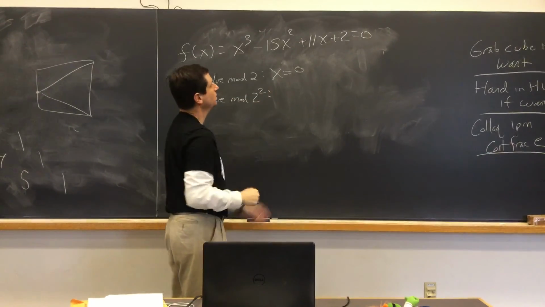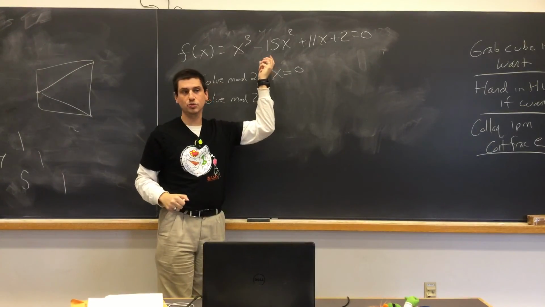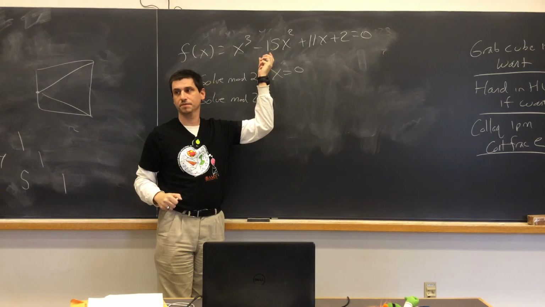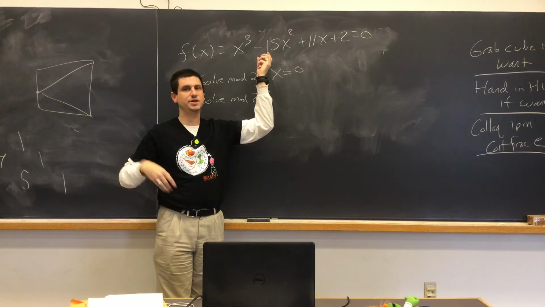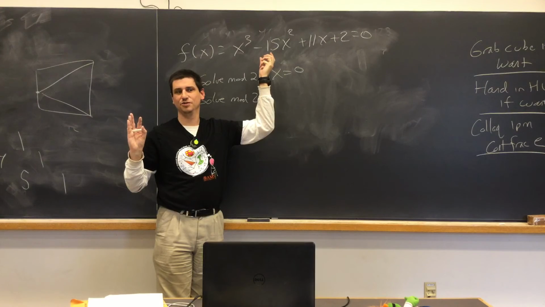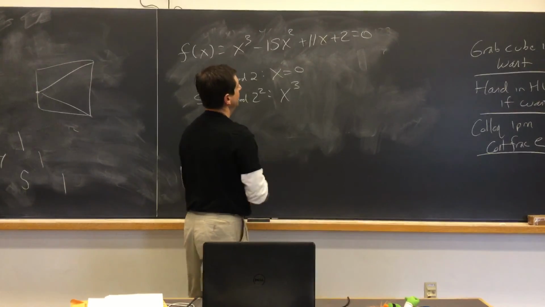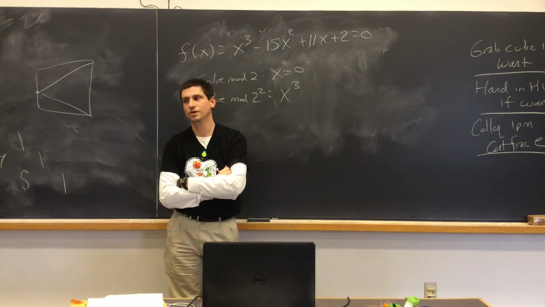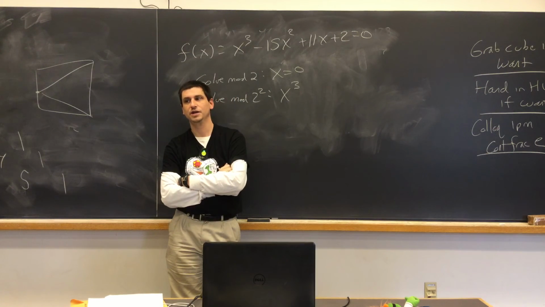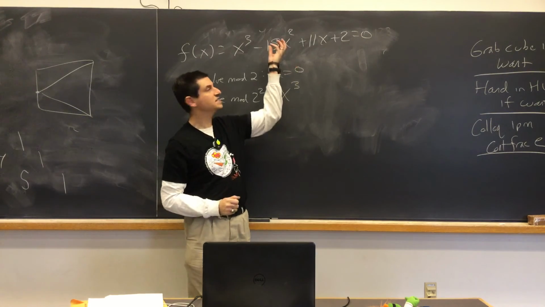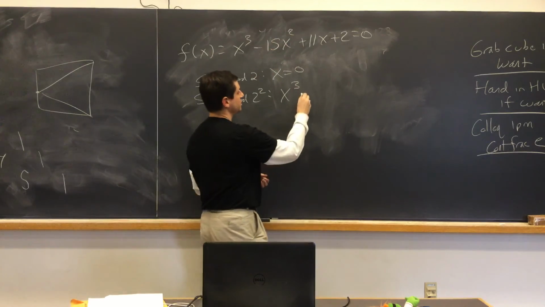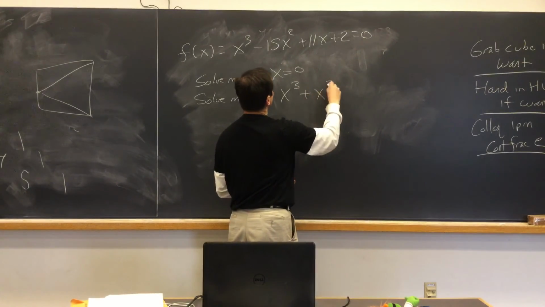So now let's try to solve mod 2 squared. What does x cubed look like mod 2 squared? Let's just keep it simple right now. It's just x cubed. What about minus 15x squared? It's just plus 1. 16 would be 0, right, because it's 4 times 4. So if I add 16x squared, I'm not changing anything. So this is x cubed plus x squared.